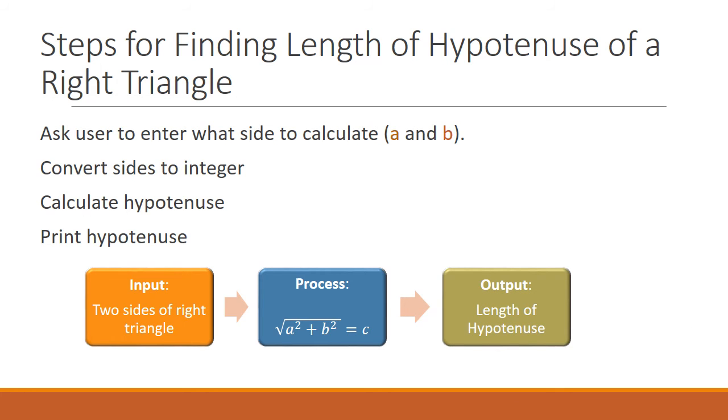Let's write a Python program that calculates the hypotenuse of a right triangle. With our program, we're going to get input from the user, process that input, and output the length of the hypotenuse. First we're going to ask the user for the length of the two sides of a right triangle. Then we're going to use the Pythagorean theorem to calculate the length of the hypotenuse, and then output the length of the hypotenuse.